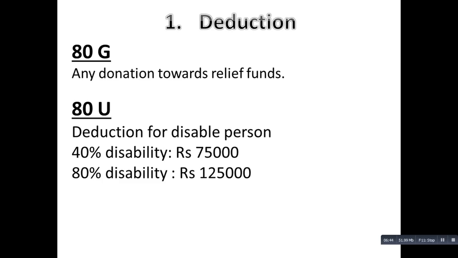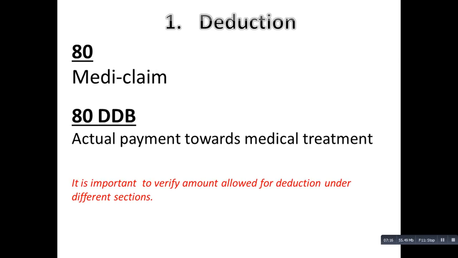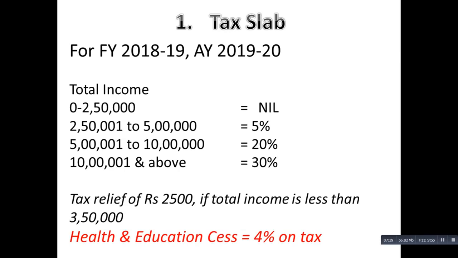This is applicable for a disabled person. If any person is having 40% disability, then a flat 75,000 deduction is given. And if any person is having 80% disability, then 1,25,000 deduction is given. Other deductions like 80D, 80DDB, whatever the scheme you are taking for getting deduction, just verify and claim the benefit in that way.